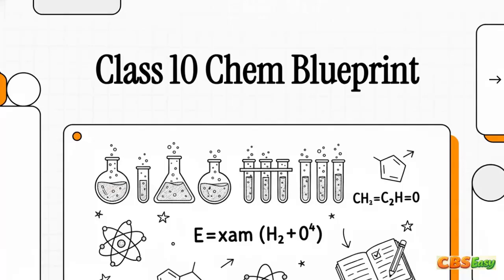Hey everyone, and welcome. So you're gearing up for your Class 10 board exams, and you know that in a subject like chemistry, every single mark counts. Well, today we're building the ultimate blueprint for Chapter 1, Chemical Reactions and Equations, to make sure you lock in a perfect score. Ready? Let's dive right in.